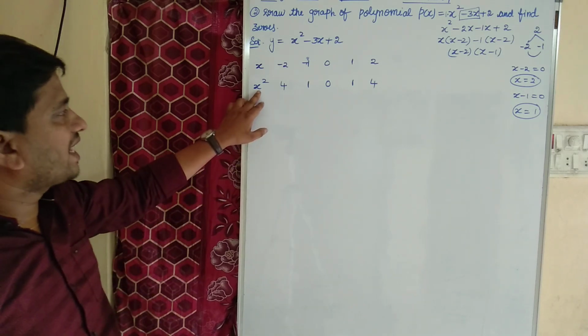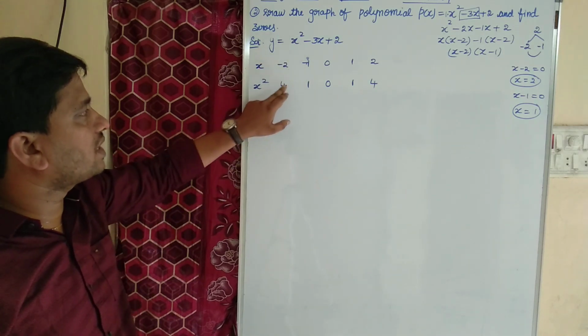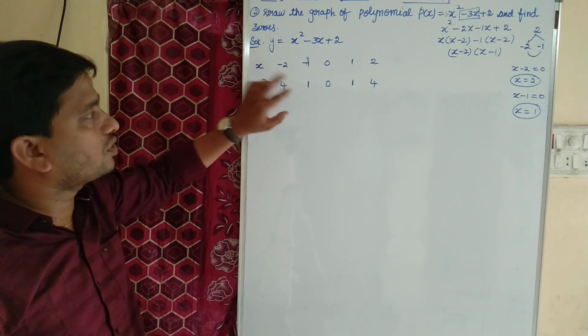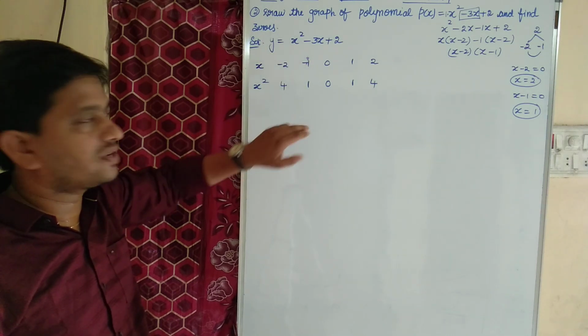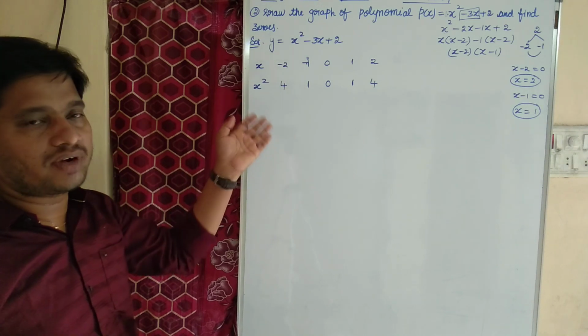Okay? First we have to find the x square value, because here the first term is x square. Minus 2 whole square is 4 only. Minus 1 whole square is 1. 0 square is 0, 1 square is 1, 2 square is 4.